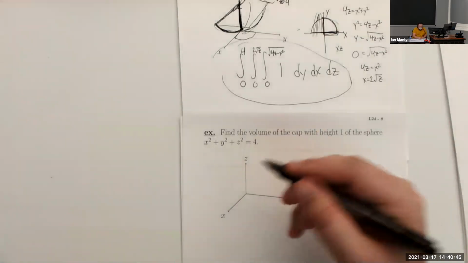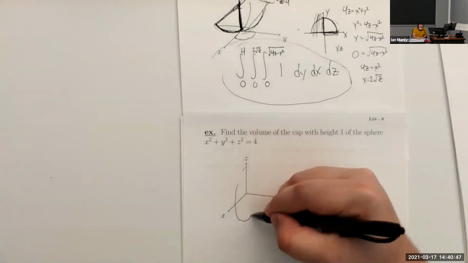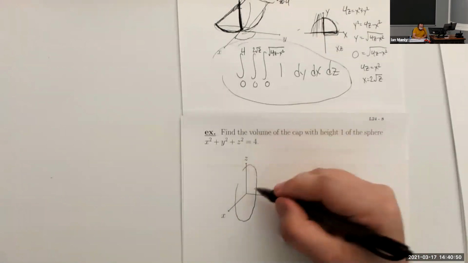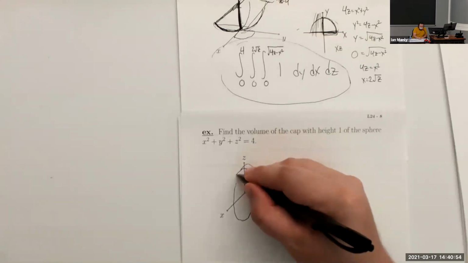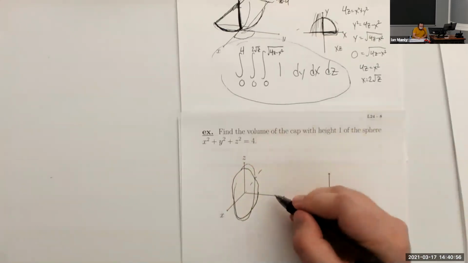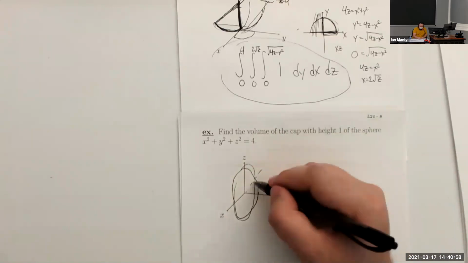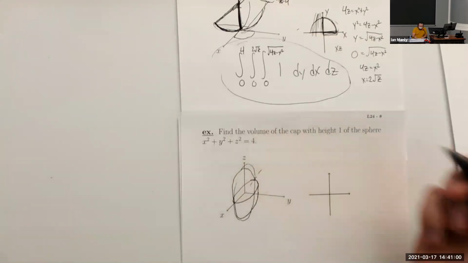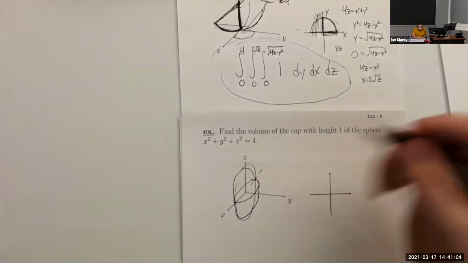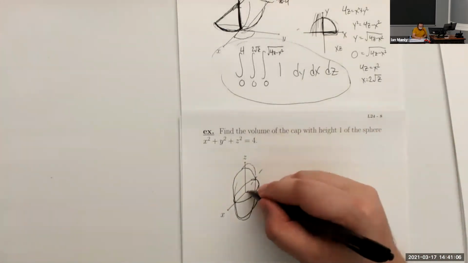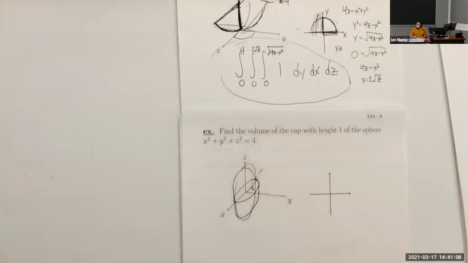Find the volume of the cap with height 1 of the sphere x squared plus y squared plus z squared is 4. Now, what do they mean by a cap? Well, let's draw our sphere. So we have a circle going this way in the xz plane. We have a circle going this way in the yz plane. And then we have a circle going like this. That's probably the worst sphere I've ever drawn, or anyone's ever drawn. So this is our sphere right here. This is of radius 2.